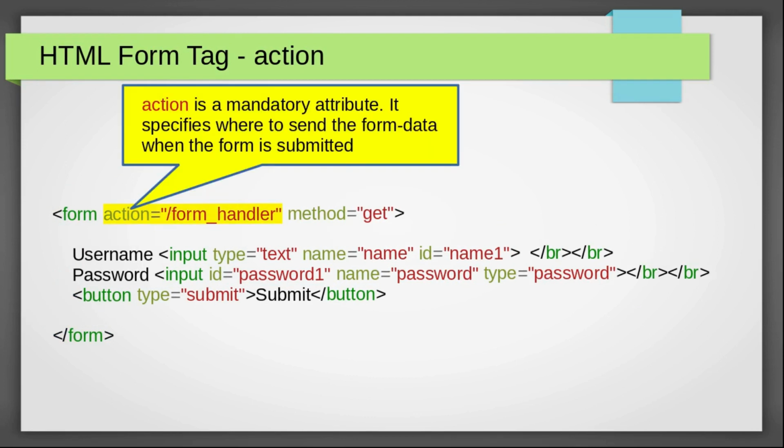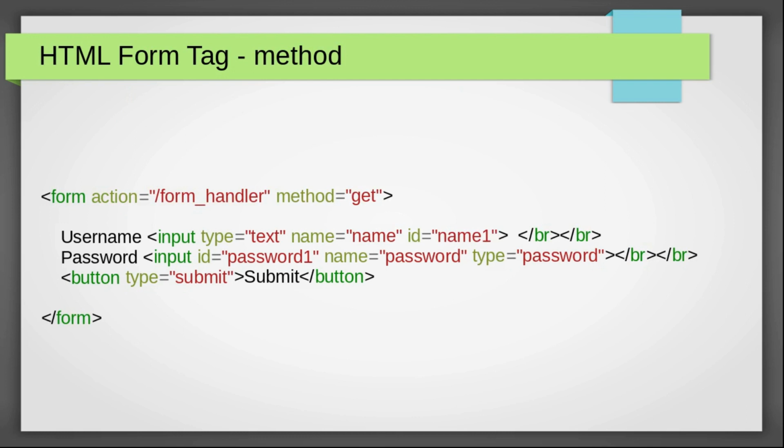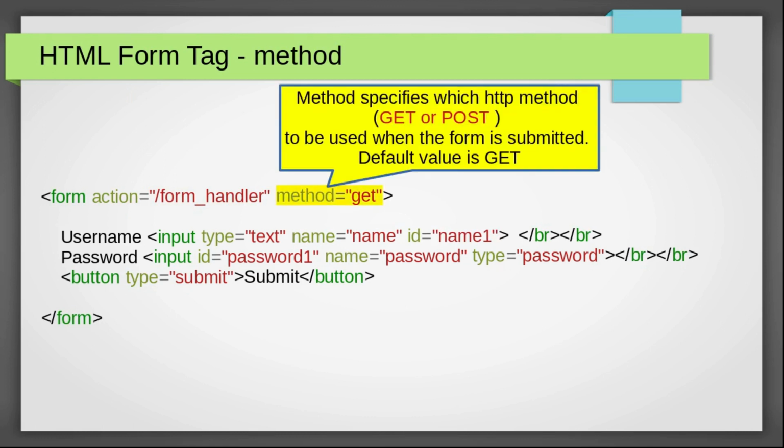Next one is the action. When you create a form tag, it is mandatory to create an action attribute. It specifies where to send the form data when the form is submitted. Next one is method. Method is an optional attribute and its default value is get. It specifies whether to use get or post when the form is submitted.